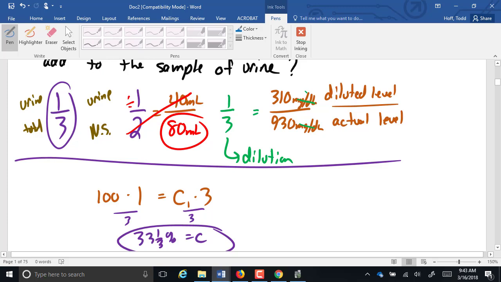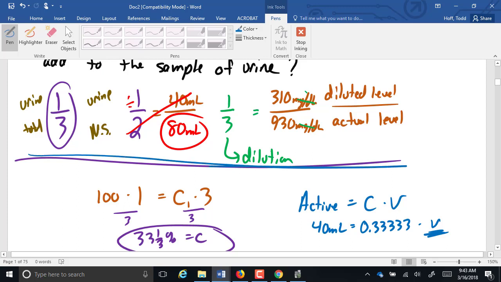So you'd have to go through now the amount of active ingredient equals your concentration times your total volume. You get the total volume off of that because you have the 40 milliliters of active ingredient. So you get your total volume and you can subtract to get the saline. Personally, I prefer to just stick with the regular dilution.